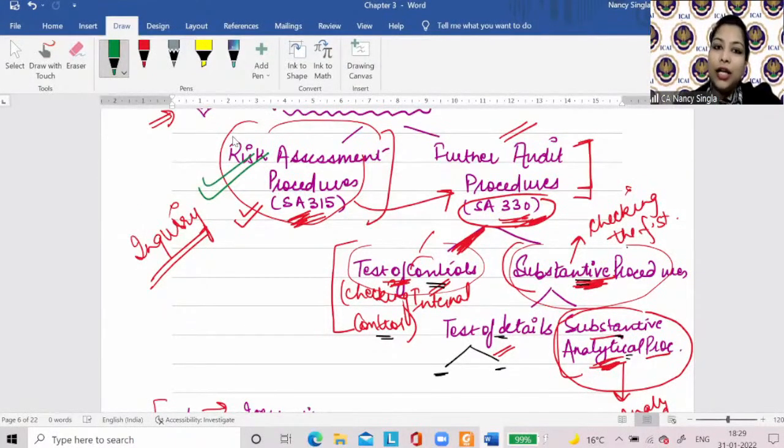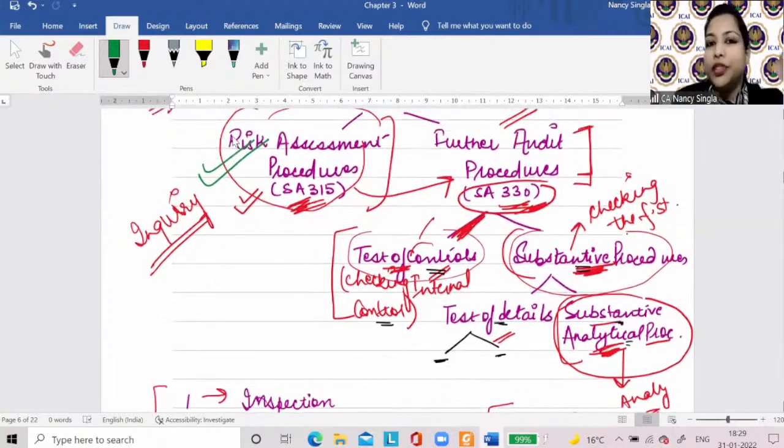ठीक है? Try to visualize whatever has been written in a module, whatever discussions we have ना, तो उसको try to just remember it in the language that I am telling to you. Then only you will be able to learn the correct language. So risk assessment procedures आ गया.